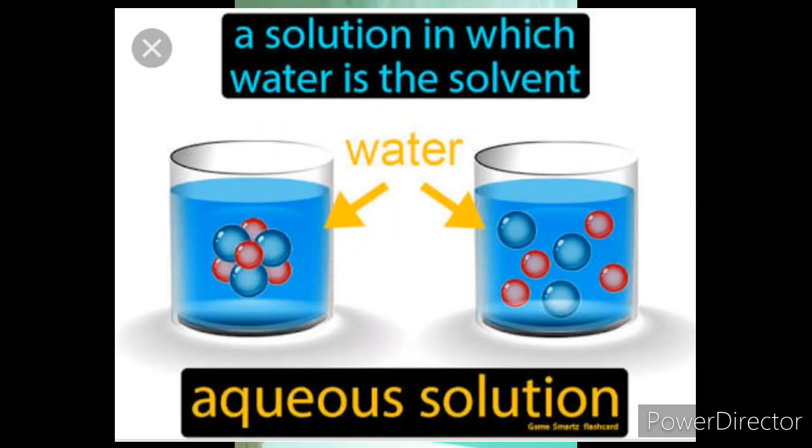When a solution is made by dissolving the solute in water, then the resulting solution is called an aqueous solution. Like when sodium chloride is dissolved in water, the resulting solution is called an aqueous solution.